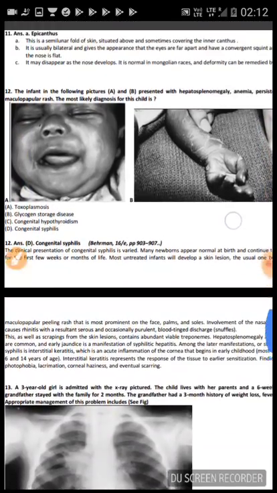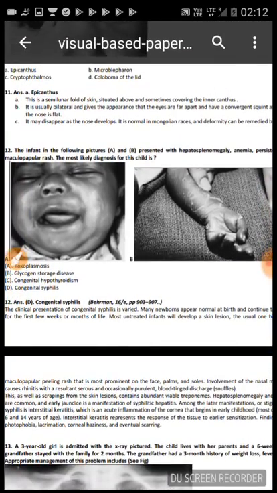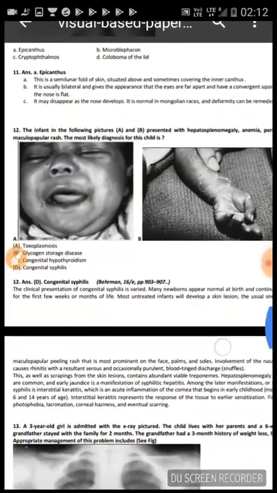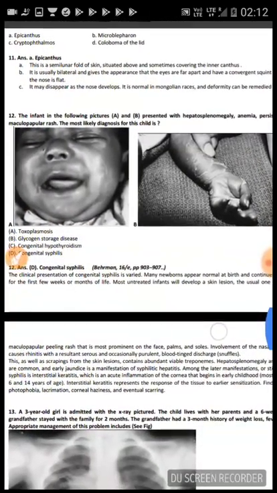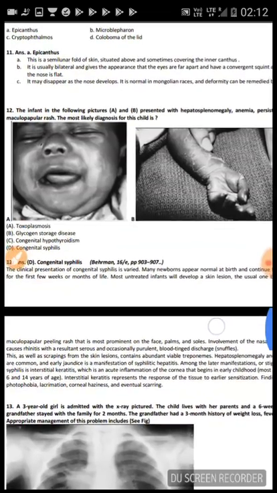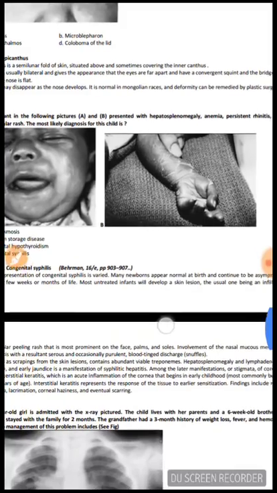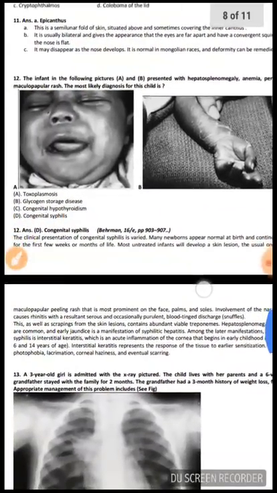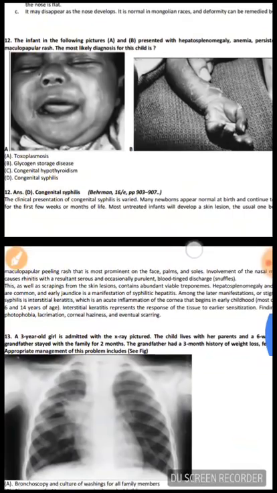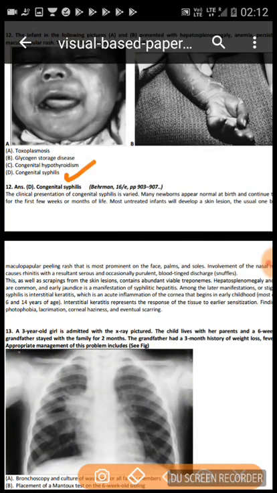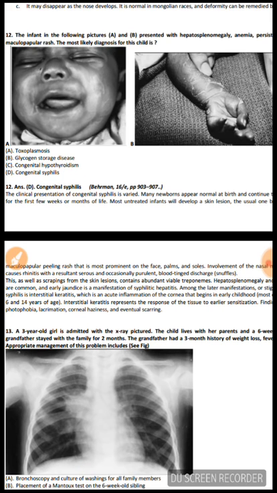Moving to question number 12, the infant in the following picture A and B presented with hepatosplenomegaly, anemia, persistent rhinitis, and a maculopapular rash. What is the likely diagnosis for the child? So see, there are multiple involvements: hepatosplenomegaly, anemia, persistent rhinitis, maculopapular rash. Characteristically, if you see the options, all the symptoms belong to congenital syphilis, so you can relate with congenital syphilis but none of the other diseases.